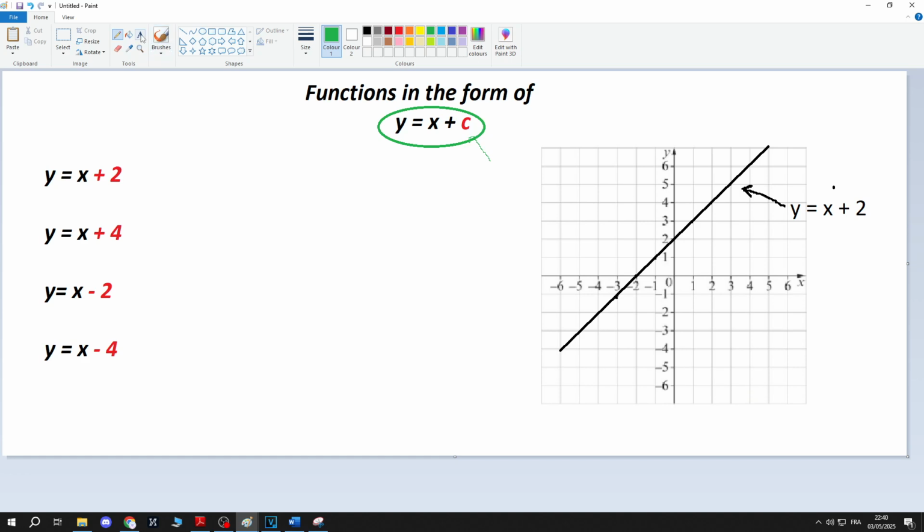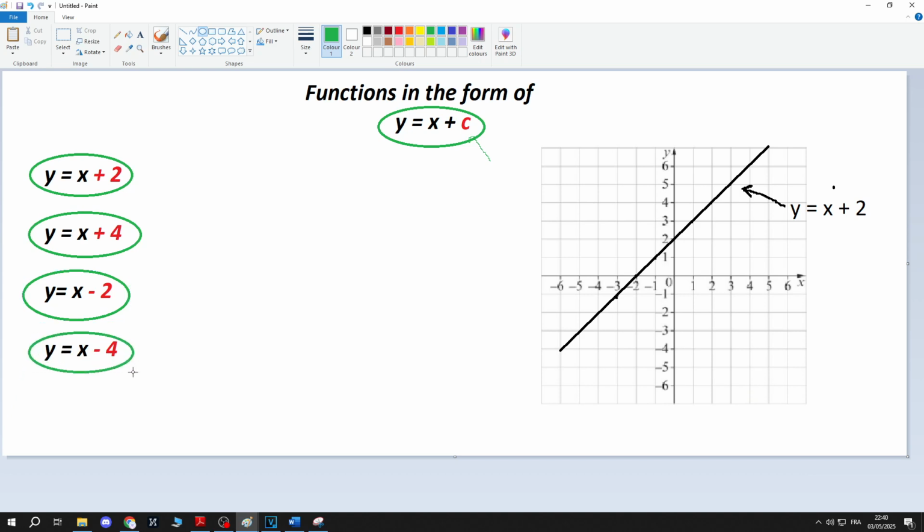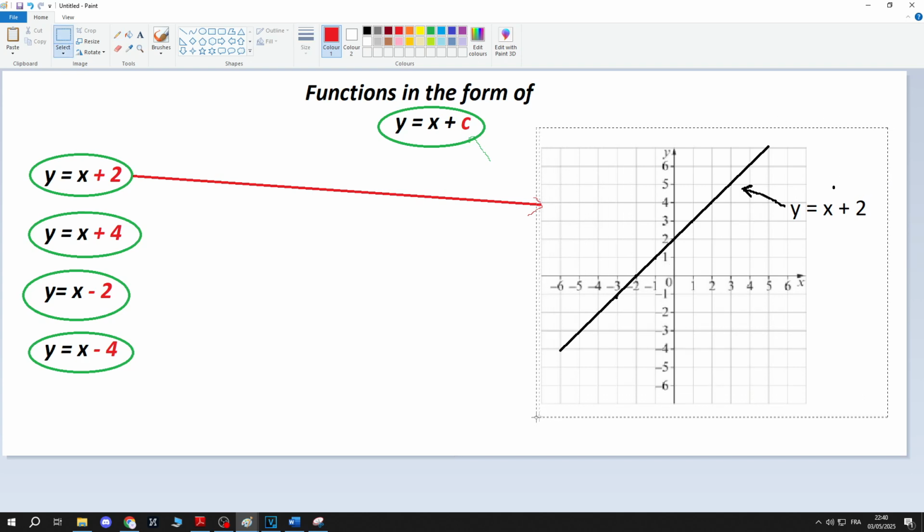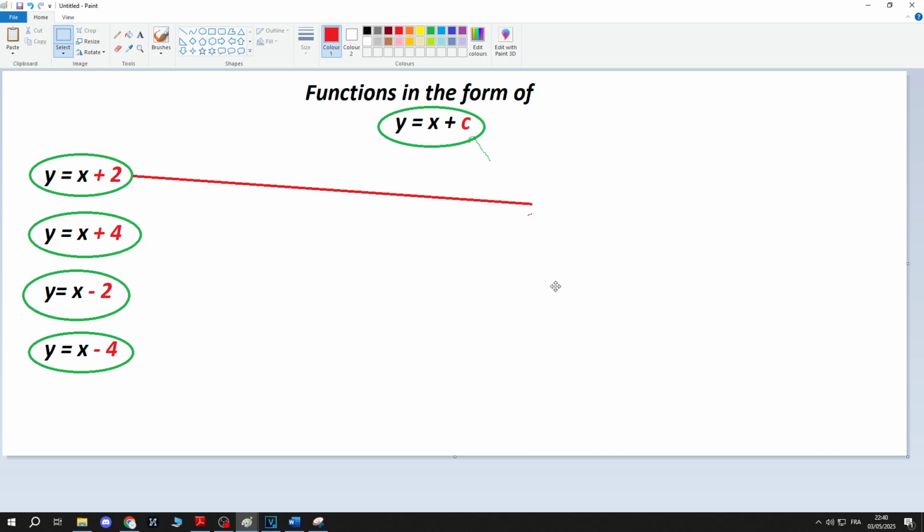So, let's look at these functions, for example. Y equals x plus 2. Y equals x plus 4. Y equals x minus 2. And y equals x minus 4. Now, we've already drawn the first one. Y equals x plus 2 is represented on this graph right here. And as you can see, it is a straight line, therefore it is a linear function. But what if I tell you I can actually predict whether a function is linear or not without even having to draw it? And the way we are going to do this is by recognizing its form.